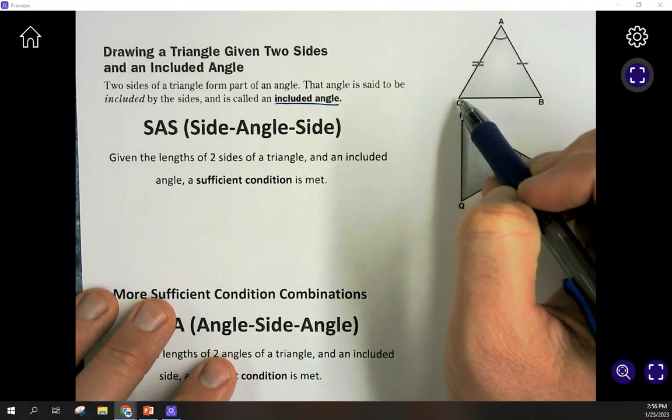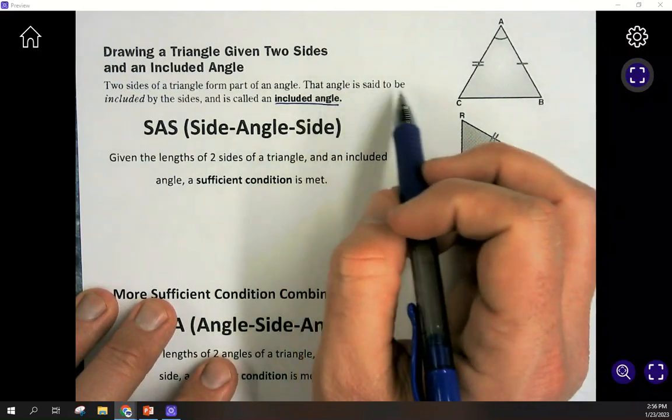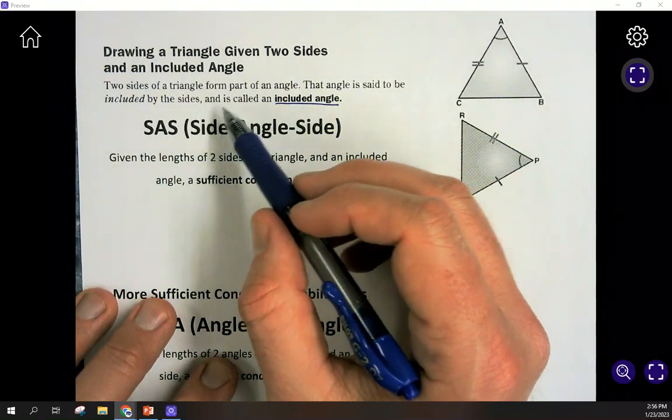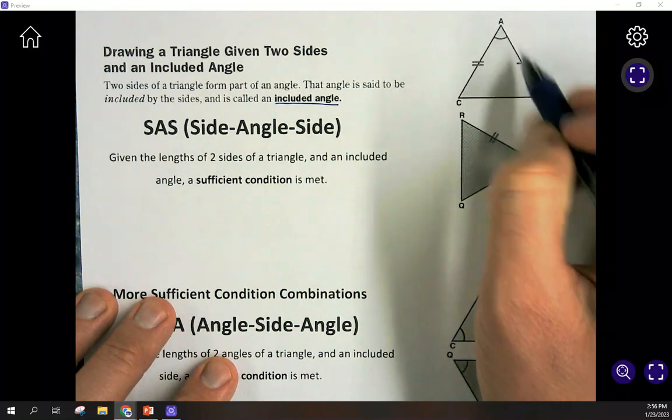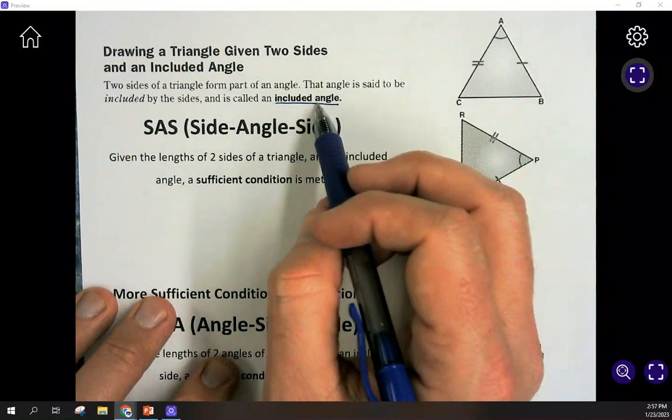Angle A is where side CA and side BA meet. The angle that is said to be included by the sides, so the angle included by these two sides is the angle that's created where they intersect. That's called your included angle.